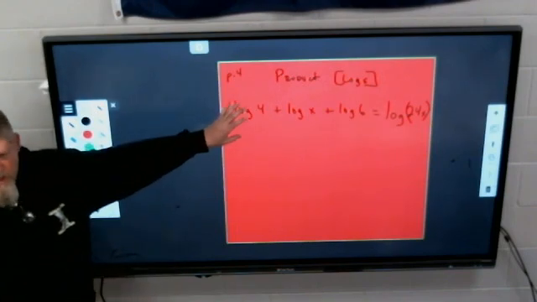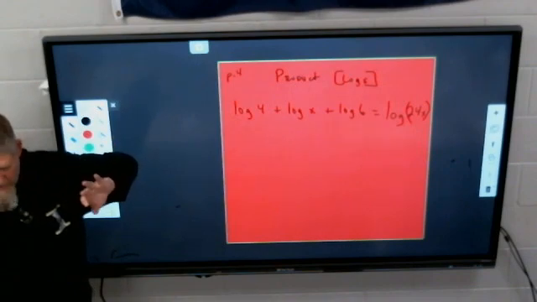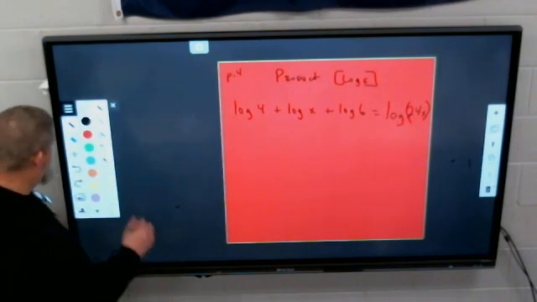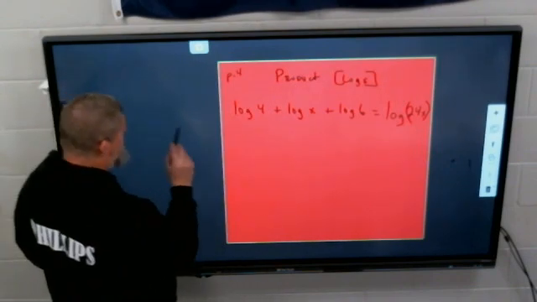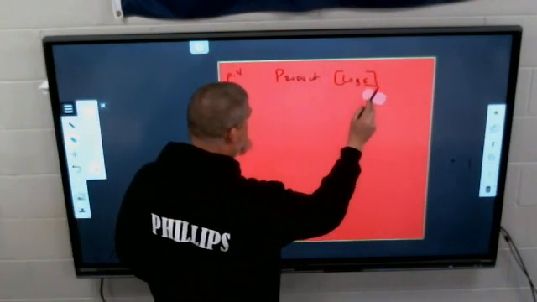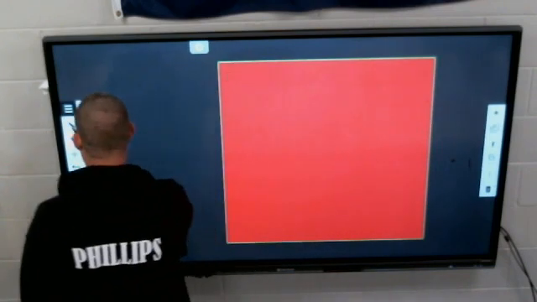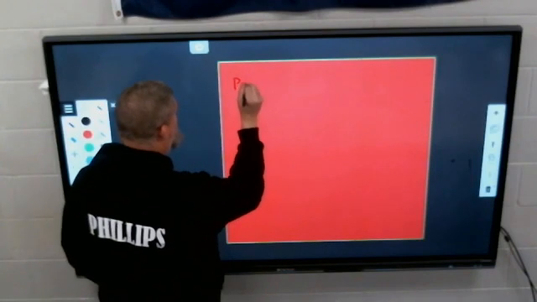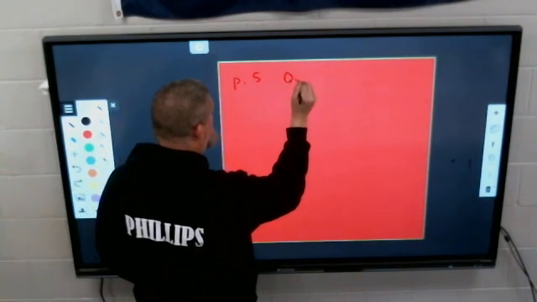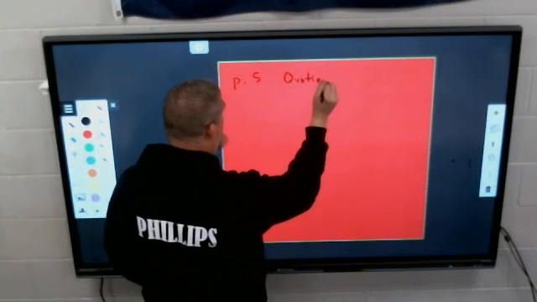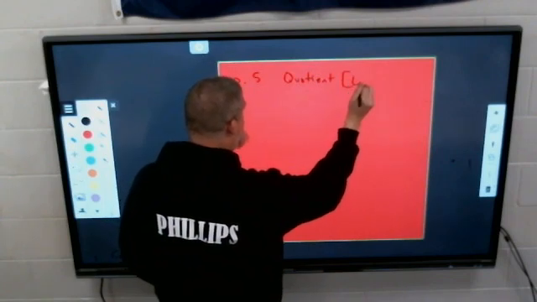All right, we'll practice more of those on pages 7 and 8. Okay? I want to get on with the rest of the rules. What's the next one? What's page 5 going to be? Quotient. Okay? Page 5. Once again, this one's for logs.